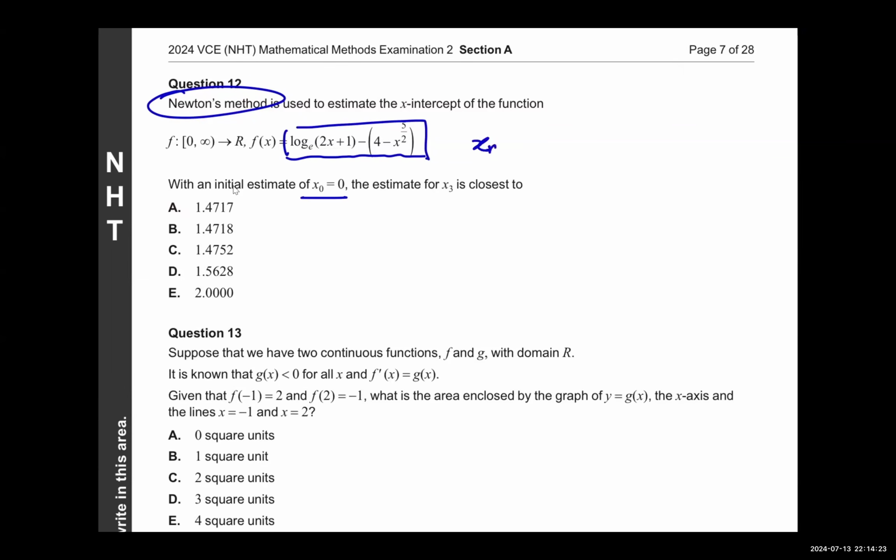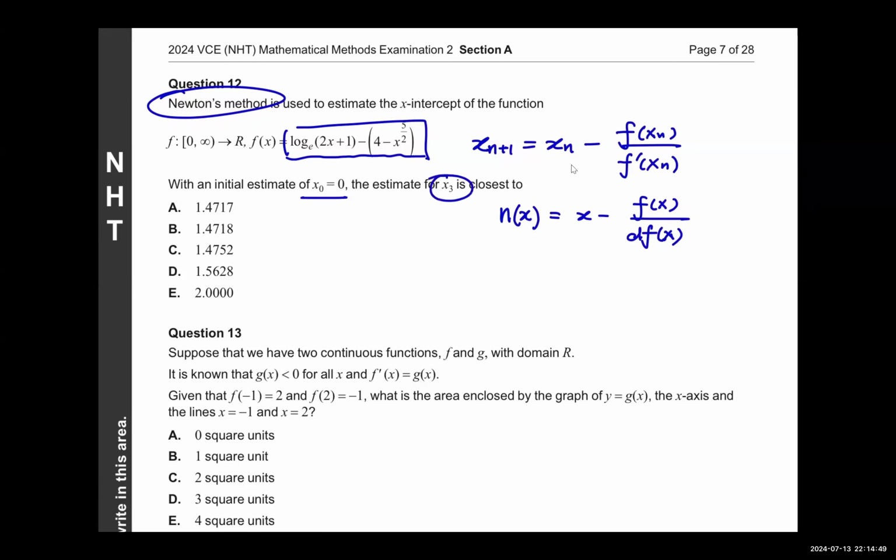Remember, Newton's method is x(n+1) equals xn minus f of xn divided by the derivative at xn. And this is how we could create an iterative function. Let's say my iterative function is n(x) equals x minus my defined f of x over df(x), where df(x) means the derivative function. We would like to find x3. That means I need to find n of 0. So that's one iteration, that's two iterations, that's three iterations.